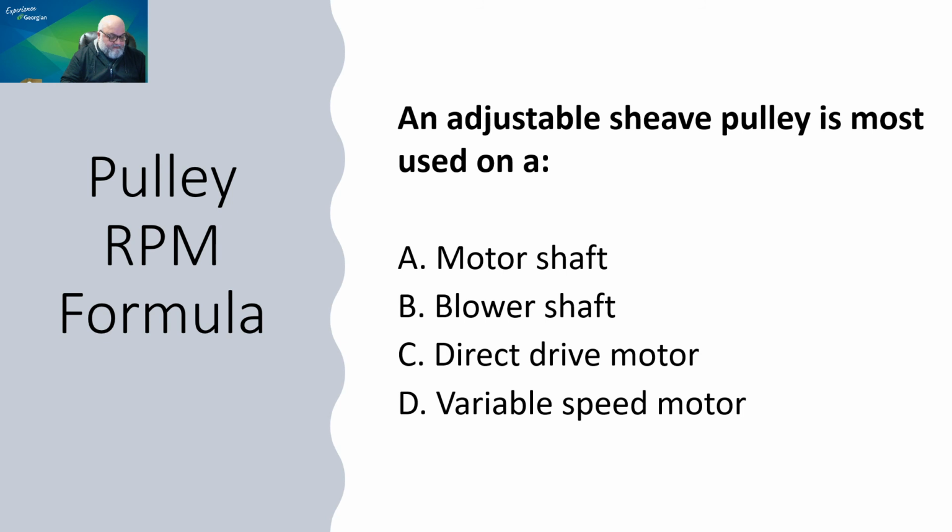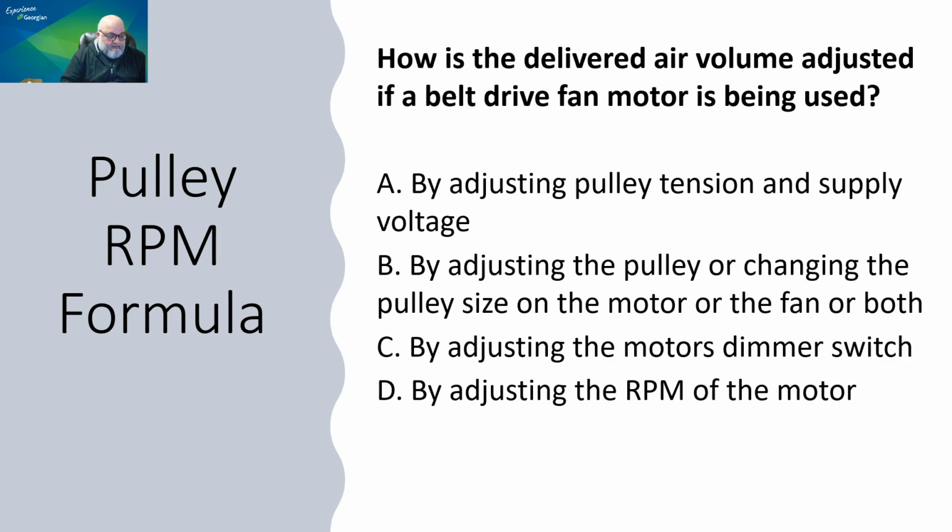And the answer is motor shaft. This is typical. Motor shafts typically have adjustable pulleys. I suspect that's because the adjustable pulley can make only small changes, and when you're changing a little bit on the smaller pulley, you're making a big difference on the bigger pulley. That's my suspicion.